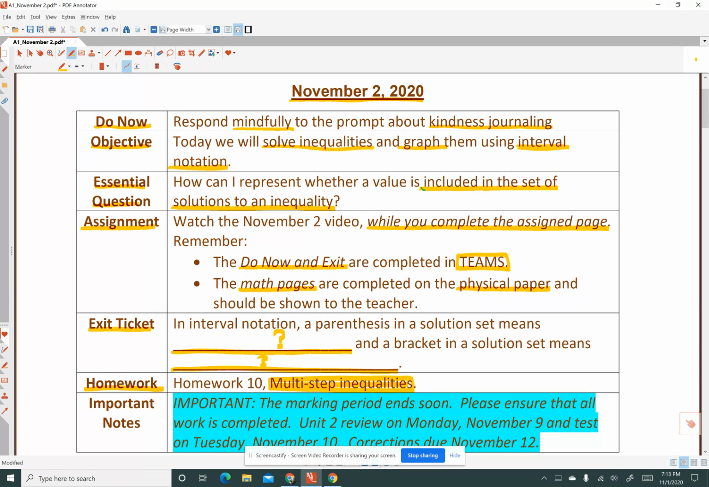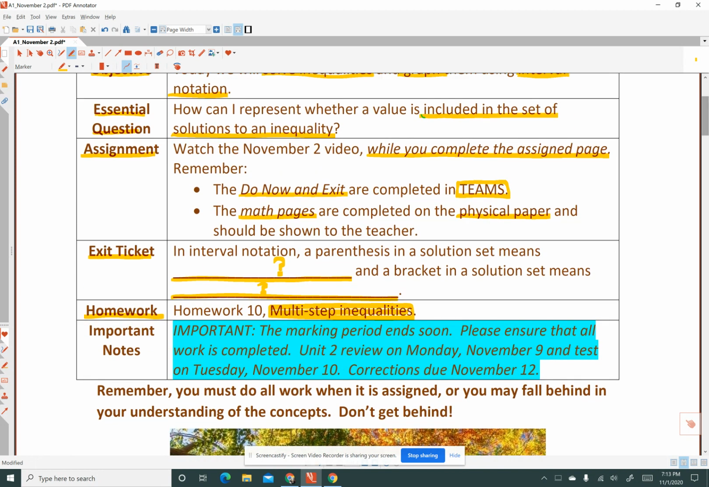It is getting near the end of the marking period, so it is important that you note that not only does the marking period end, but you need to have all your work completed and turned in. We're going to have a Unit 2 review on Monday. I know I had previously announced a test that day, but I think we'll push that off one day, do the review on Monday, the test on Tuesday the 10th. That still gives you 2 days to do any corrections and get back some credit.